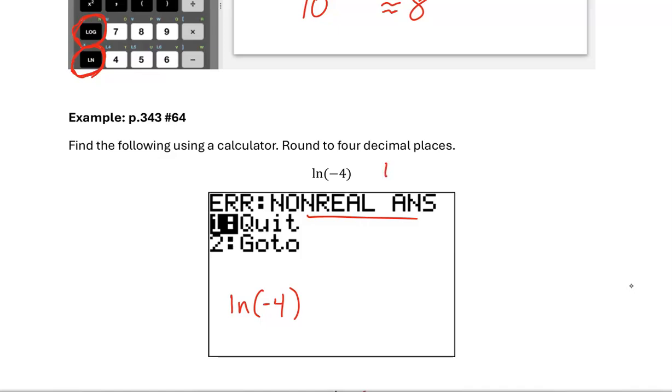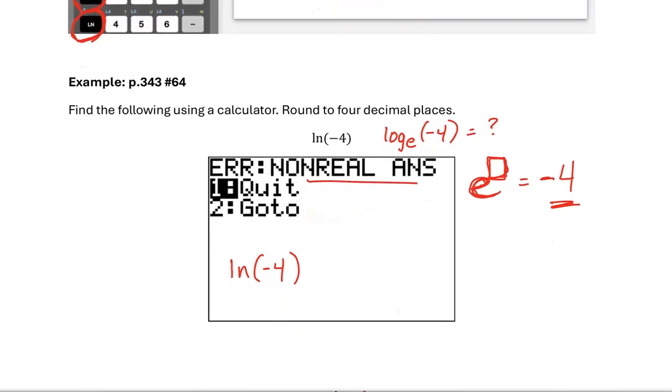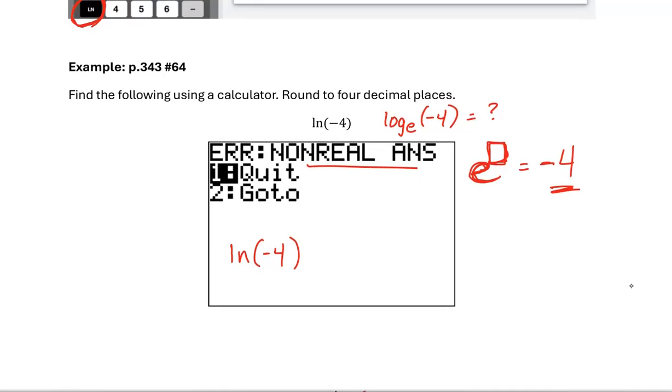Okay, because what I'm asking it to find is this. That's the same thing as saying log with a base of E of -4 equals what? And then be saying E to the what? E to the X, so to speak, equals -4. There is no such exponent in the real number system that you can put on the base of any number and come out with a negative. Remember, even a negative exponent is a reciprocal, which would make it like 1 over a number. But it's always positive. You can't have an exponential function result in a negative.